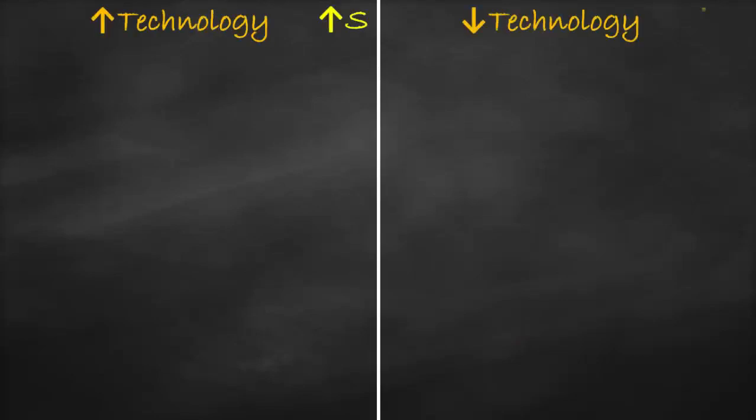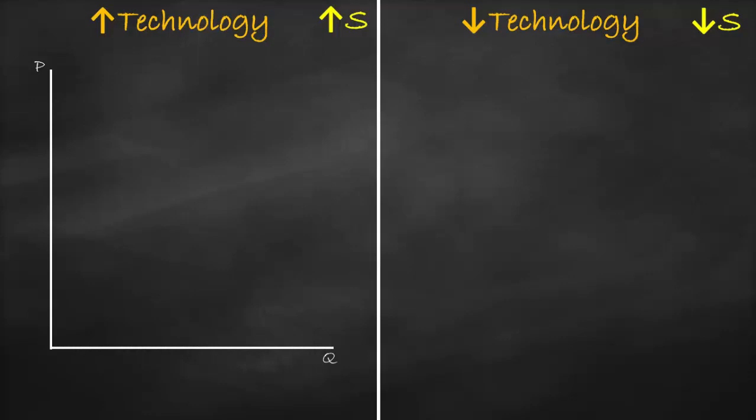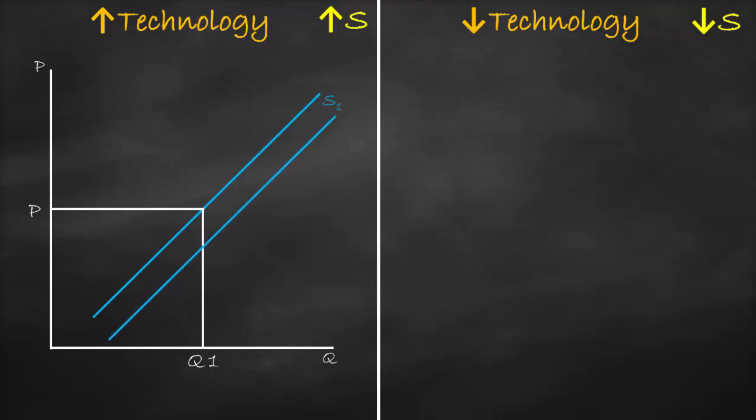So let's draw it. Higher technology means higher supply. Lower technology means lower supply. This is our y-axis, which is the price. This is our x-axis, which is the quantity. This is our upward supply curve. I'll choose any price level and get the quantity supplied one. Because we have higher supply, our supply curve will shift to the right. This will be our S2. At the same price level, we will have a higher quantity supplied, Q2.